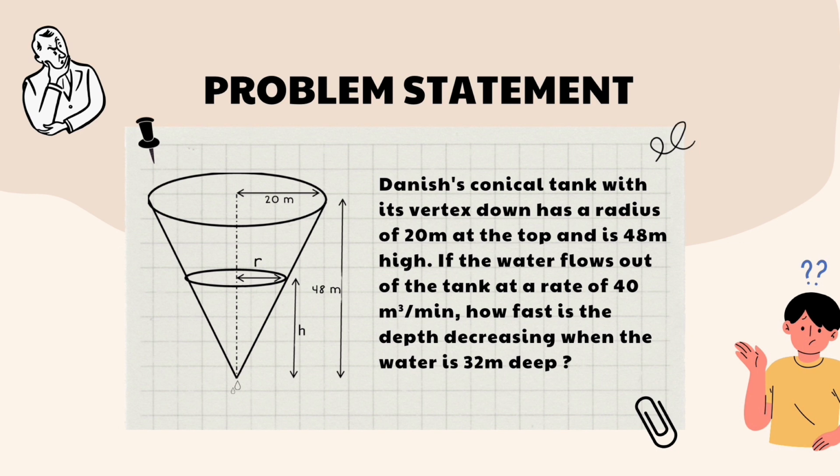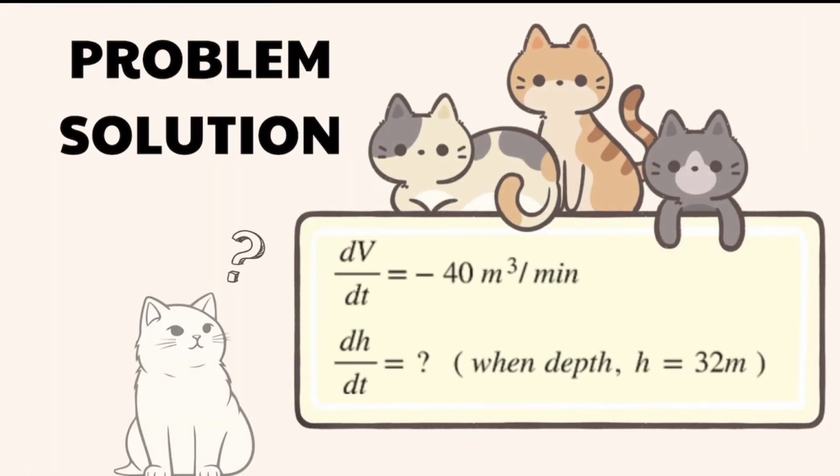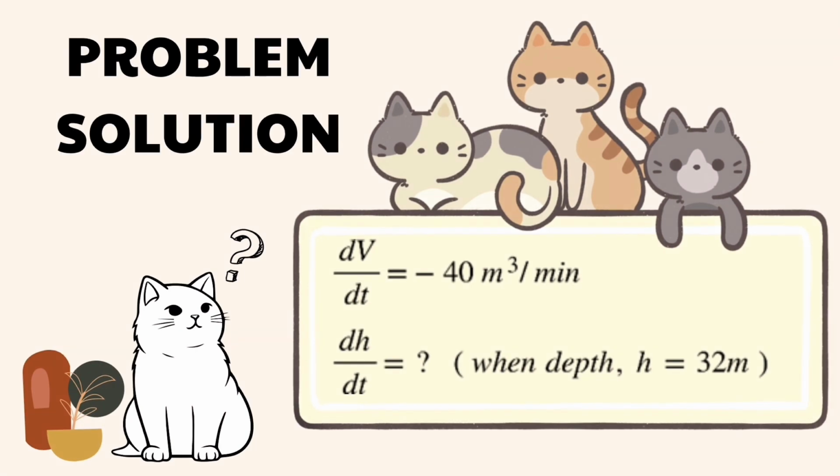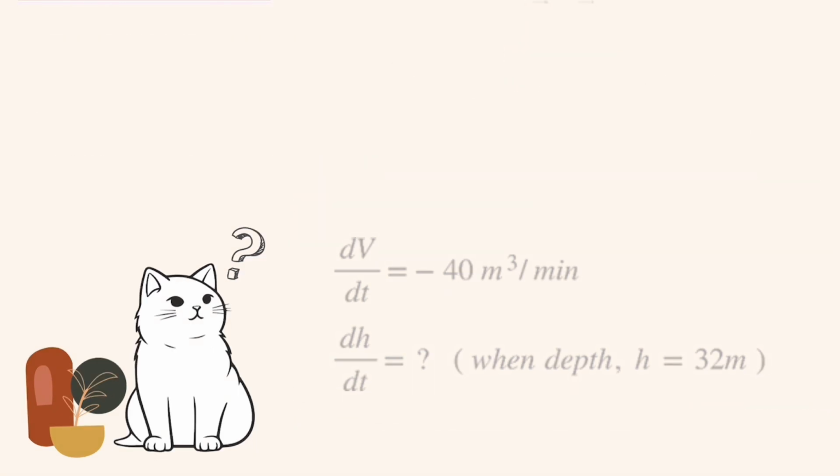Since we are finding how fast the depth is decreasing when the water is 32 meters deep, we have to find the rate of change of height per time of the conical tank. We can assume the value of the height per time as dH over dt. The rate of water flow out of the tank, which is 40 cubic meters per minute, can be written as dV over dt. Mind that the value of dV over dt must be negative since the water is flowing out of the tank.